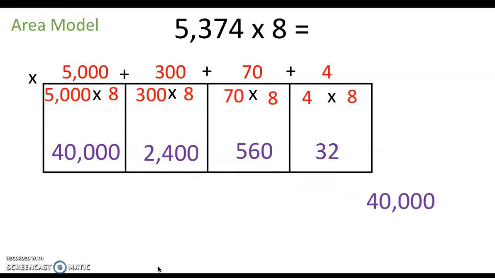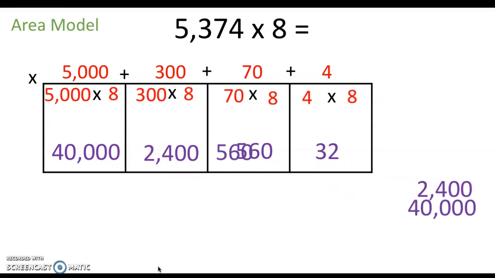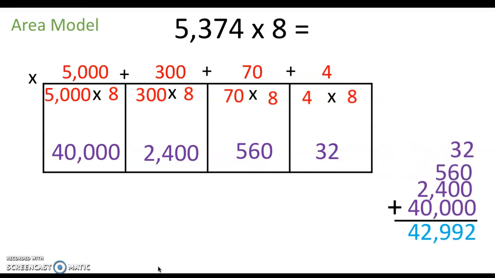Then let's add these numbers together. Making sure we line up our place values, we write neatly. That gives us a total of 42,992.